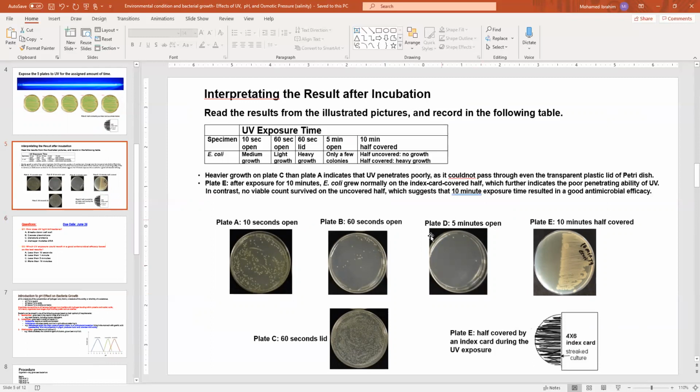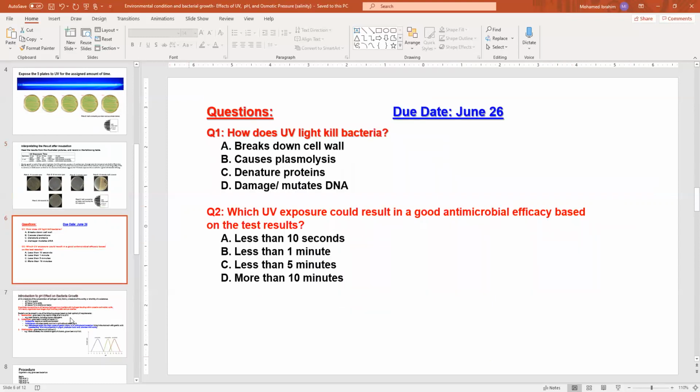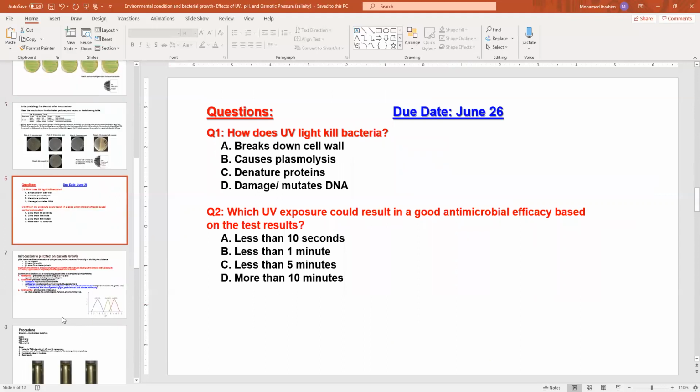If you look at 5 minutes or less, you still have some bacteria. Look at 10 minutes, you have that plate, part of it was covered and the other one was left exposed to UV, and you can see the difference, nothing here. So yes, absolutely, the answer for this question will be more than 10 minutes will be the best.